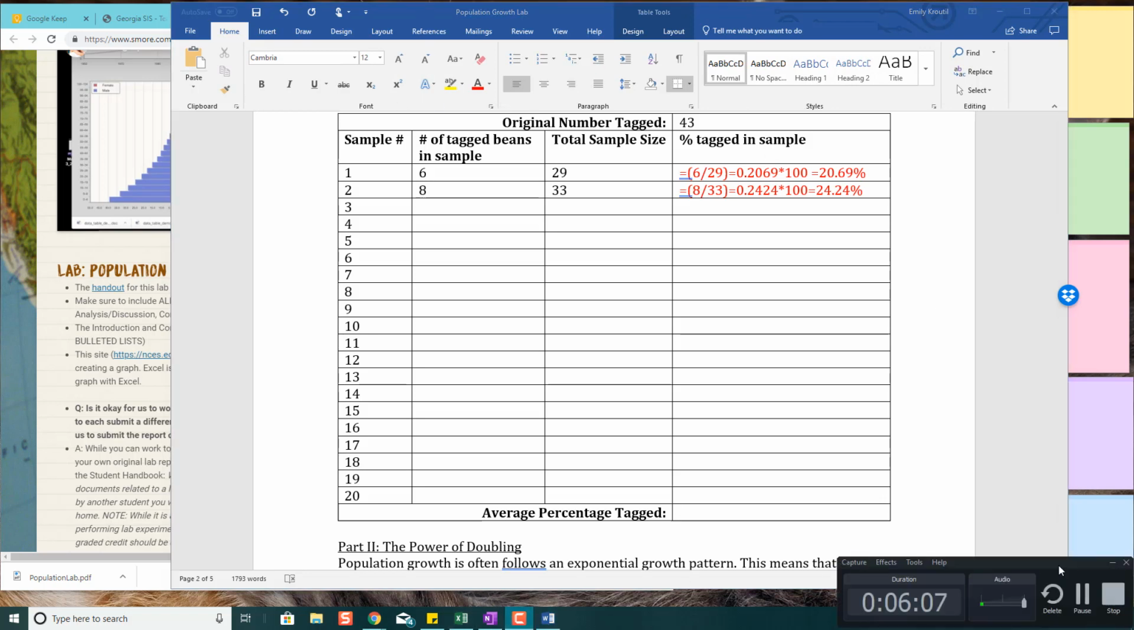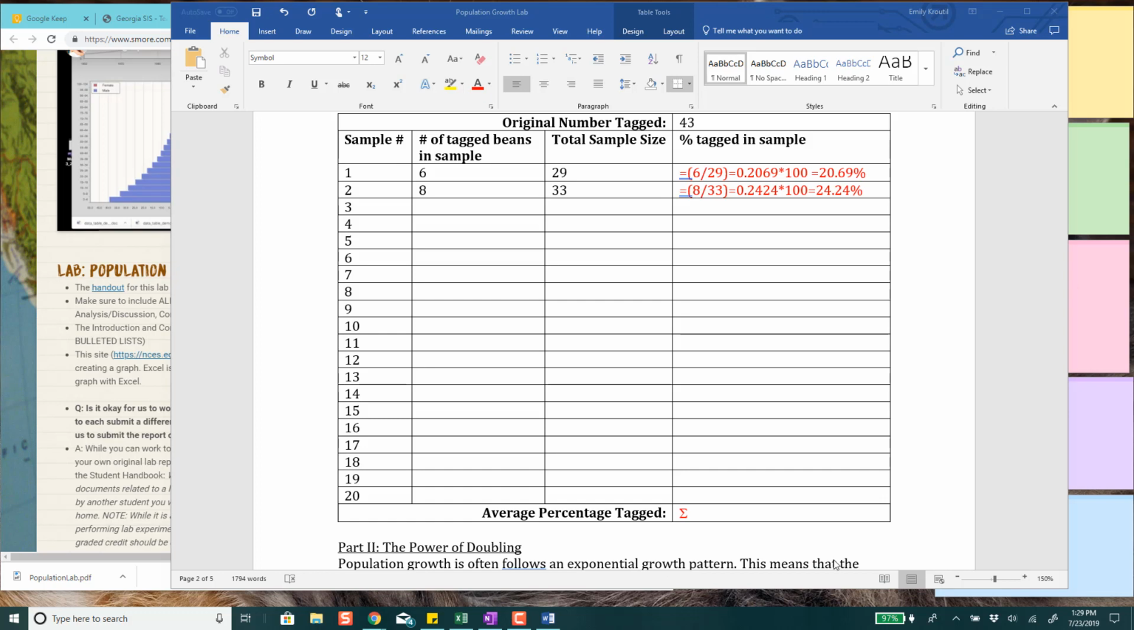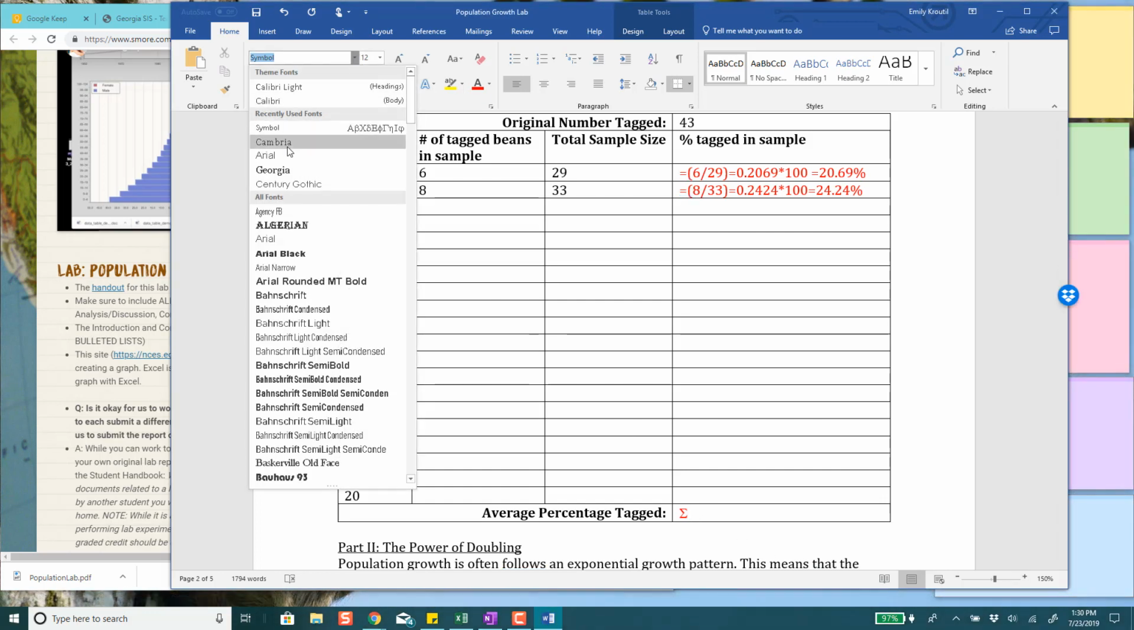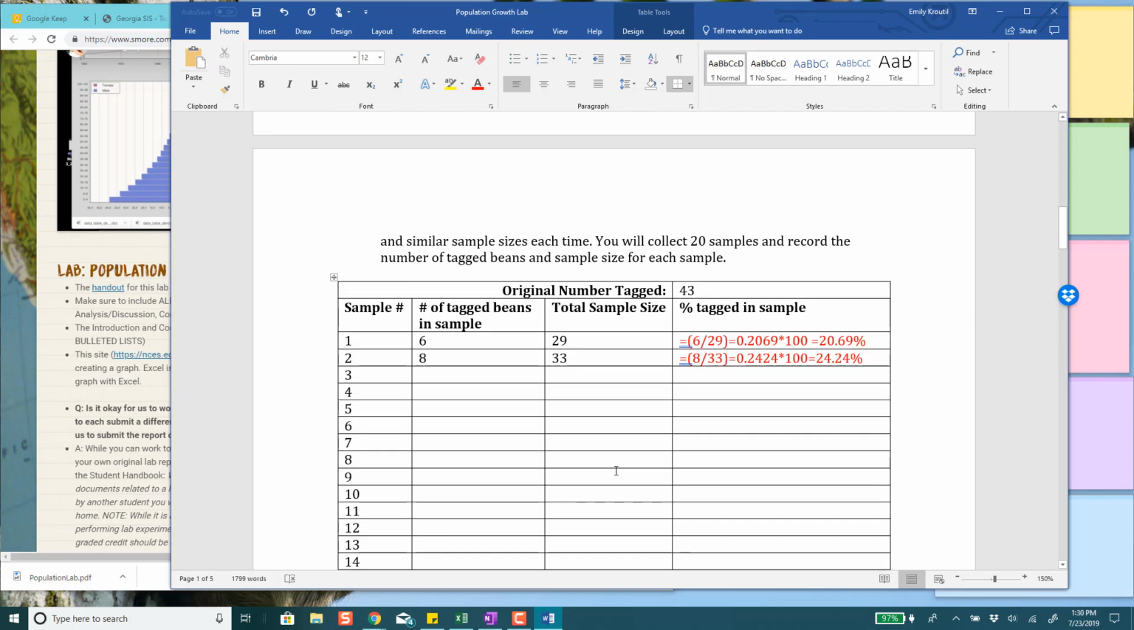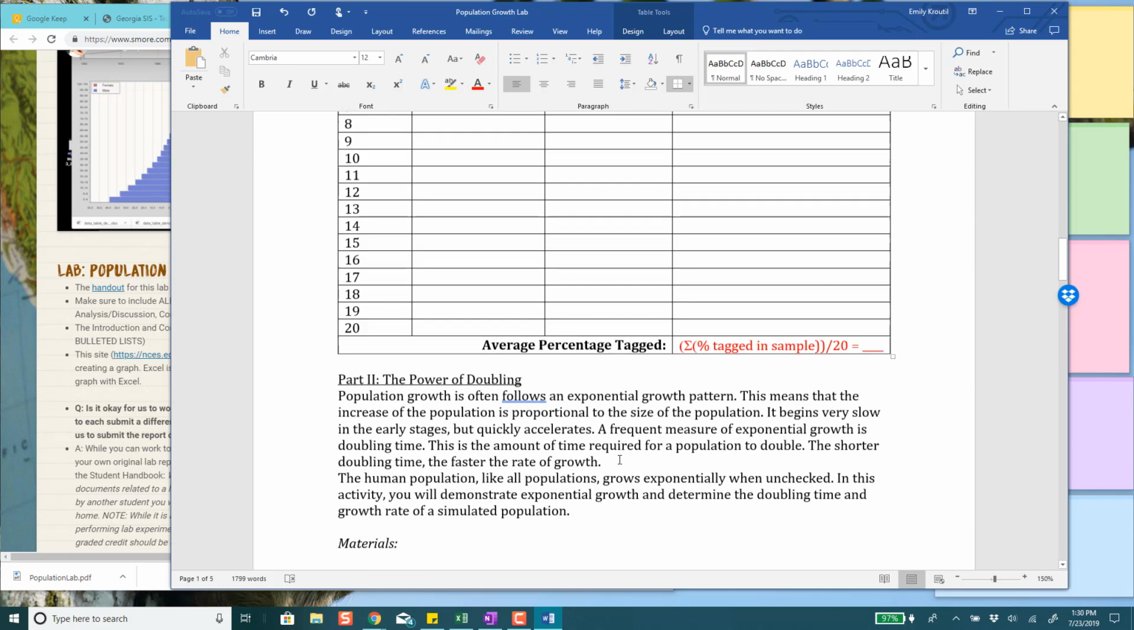Let me see if I can find it. I'm going to pause the video. Okay, so it'll be the sum of the percent tagged in sample. If you want to do it all at once, you can do it like this, and we're going to divide it by 20, and that'll give you your average percent tagged. Okay, and so that's part one.